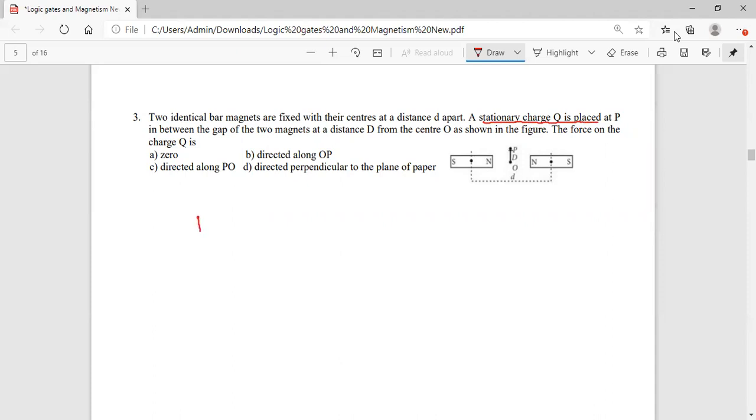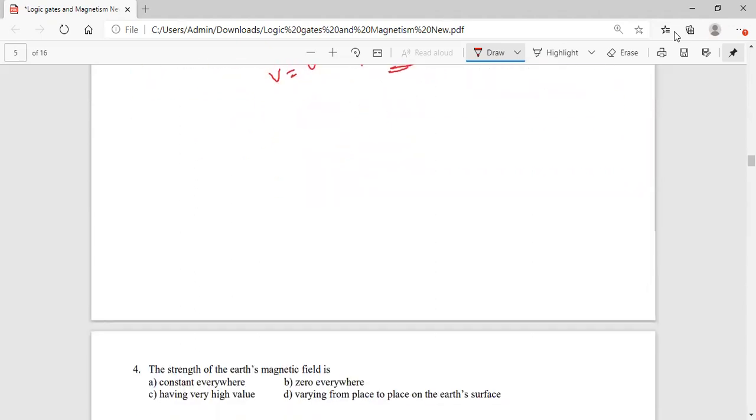When the charge is stationary, the force on the charge is F is equal to QVB sin theta. If the charge is stationary, V is equal to 0, that implies F is equal to 0. Therefore, option A is the correct answer.